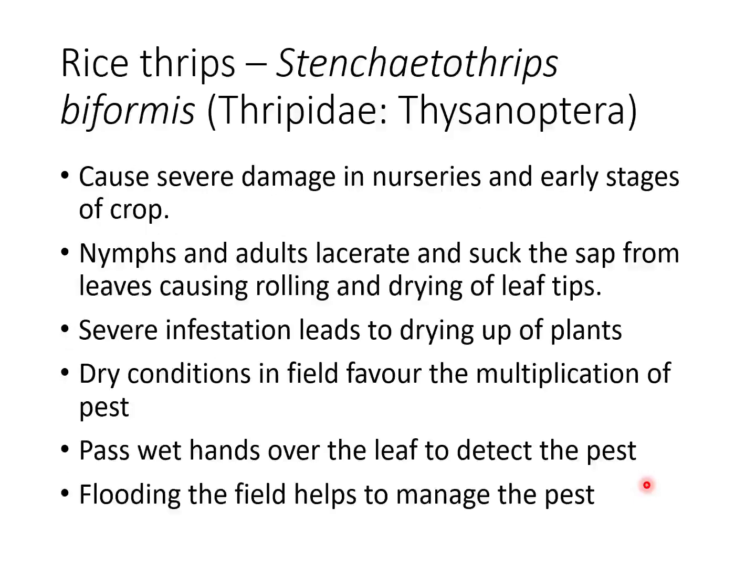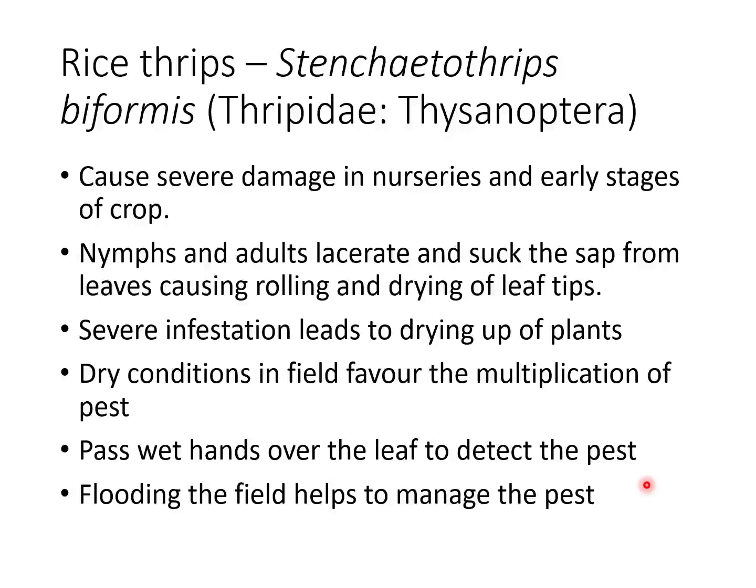Coming to the next pest, that is rice thrips. This belongs to the family Thripidae, Stenchaetothrips biformis of order Thysanoptera. I will again repeat, the scientific name is Stenchaetothrips biformis. Earlier it was considered a minor pest, but nowadays we are observing this pest very frequently in most of the rice growing tracts, and the damage is severe in nursery as well as the early stage of the crop.